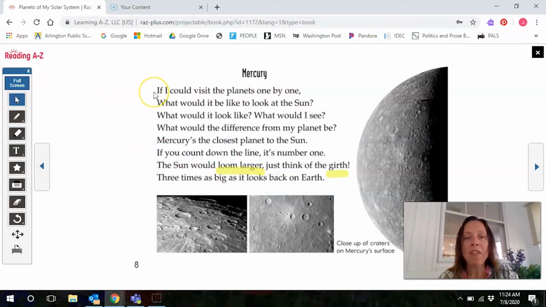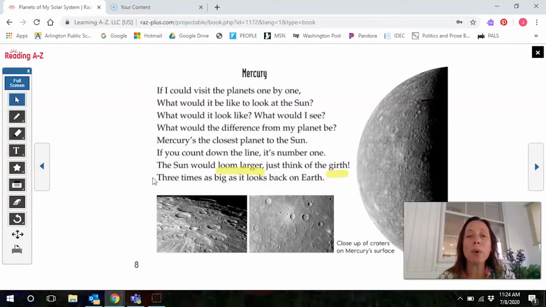Mercury. If I could visit the planets one by one, what would it be like to look at the sun? What would it look like? What would I see? What would the difference from my planet be? Mercury's the closest planet to the sun. If you count down the line, it's number 1. The sun would loom larger. Just think of the girth. 3 times as big as it looks back on Earth.